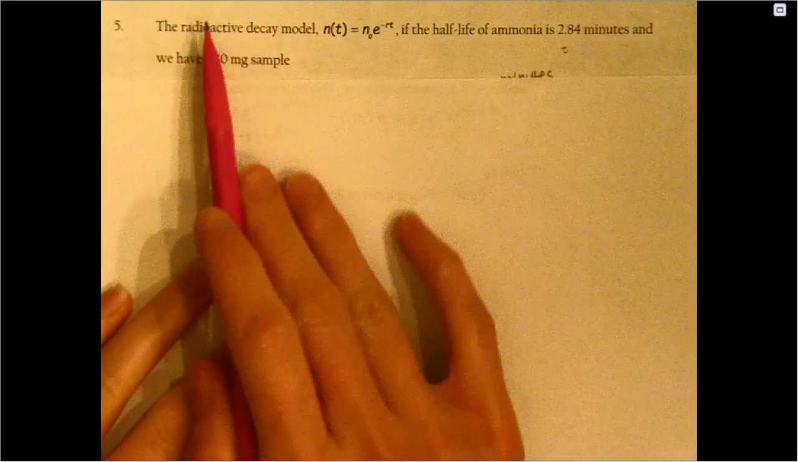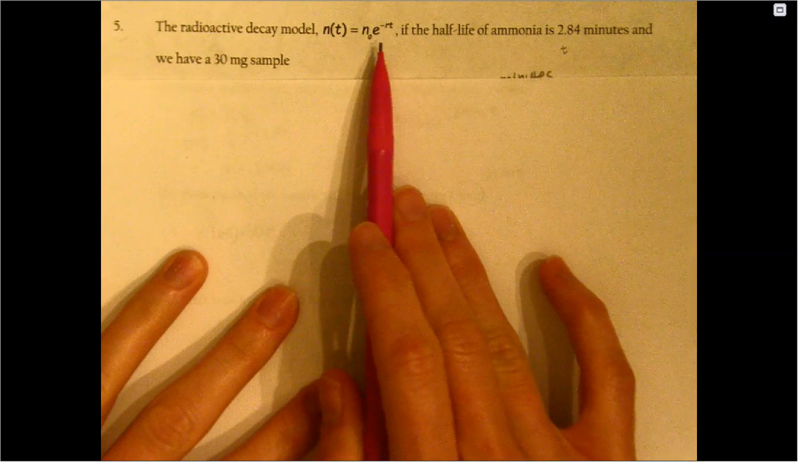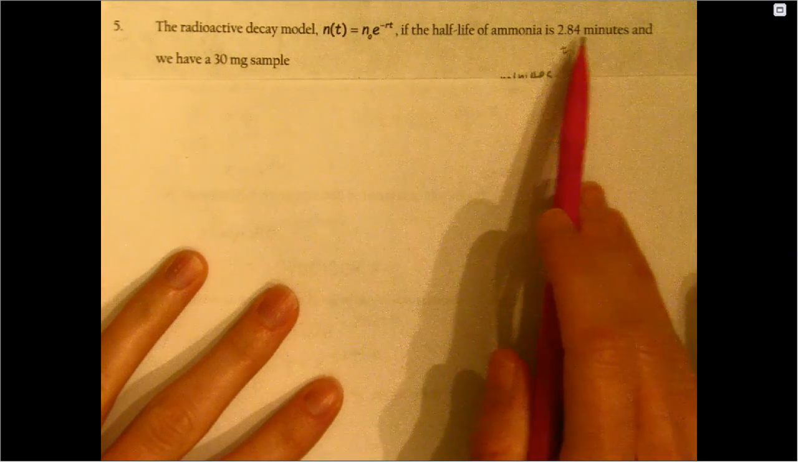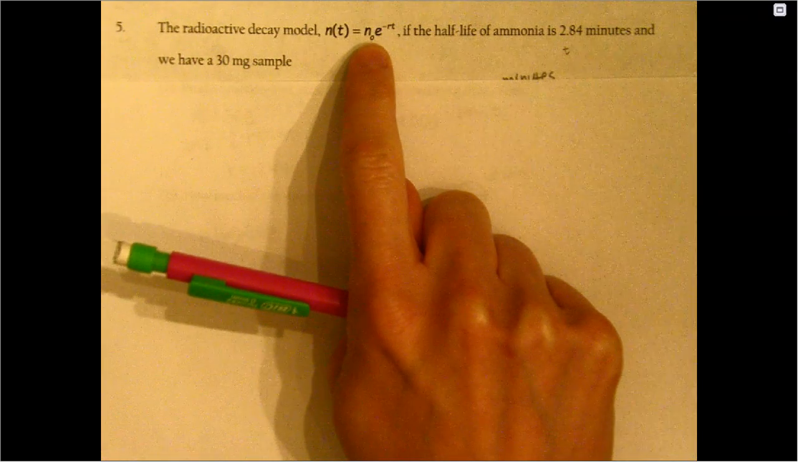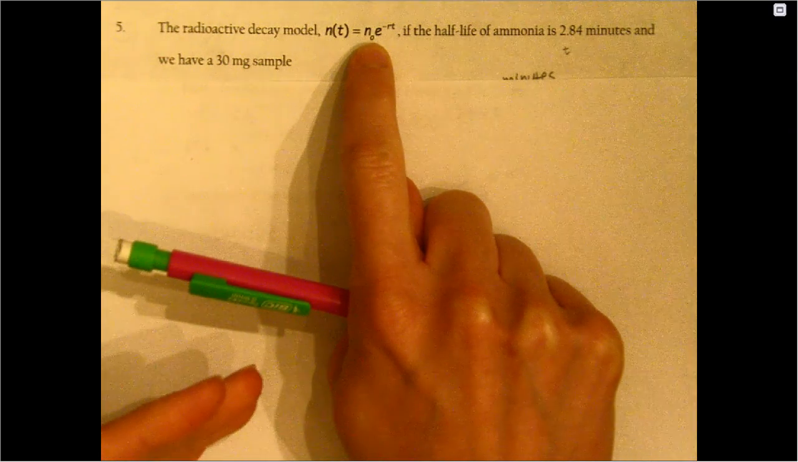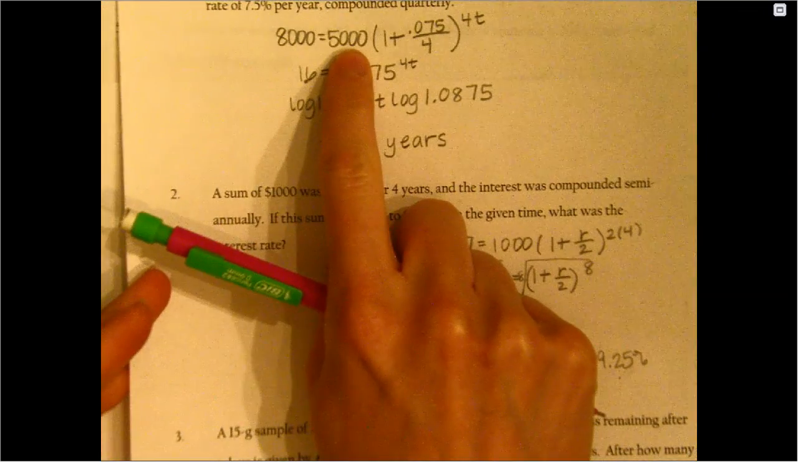All right, so in this problem, we're given the radioactive decay model is given by this. If the half-life of ammonia is 2.84 minutes and we have a 30 milligram sample. So let's just start by substituting what we know into our equation and figure out what we need to answer the rest of the questions. Remember, anytime you have something sub-zero, that represents your initial amount, the amount that you start with. It's kind of like the principle of our interest problems. It's how much you deposited.